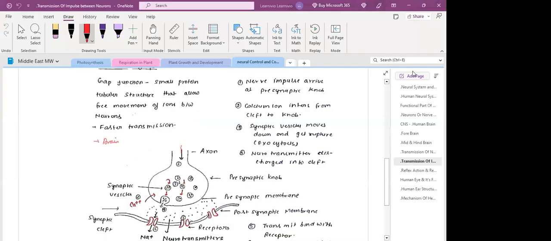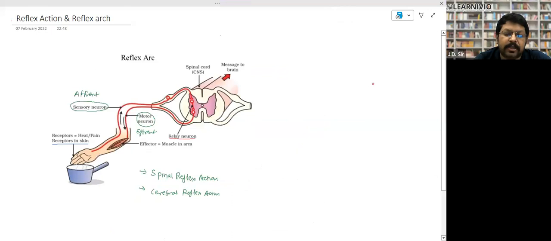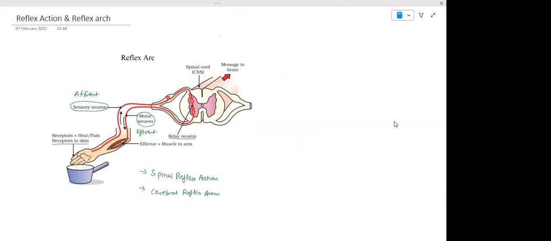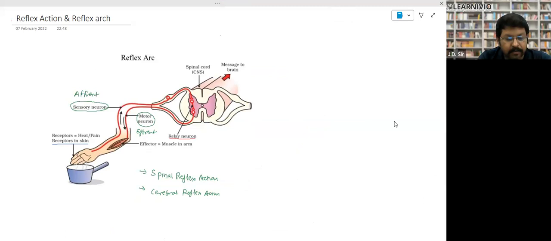Okay. Reflex actions. Can anybody tell me what reflex actions are? A simple response to stimuli without thinking about it. Very good. Actually, those things which we do frequently come under our reflexes. For reflex actions, there is very little time.